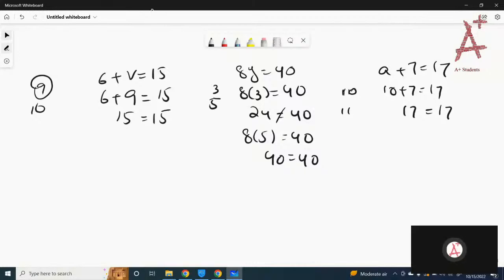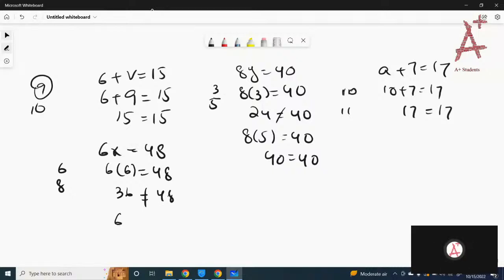Okay, the next one is what value of x is the solution of the equation? 6x equals 48 and the options are 6 and 8. Just check with our first one. 6 times 6 is 36. They are not equal. Got it? Just check with the 8. 6 times 8 is 48. Got it? That means 8 is the solution of the equation.